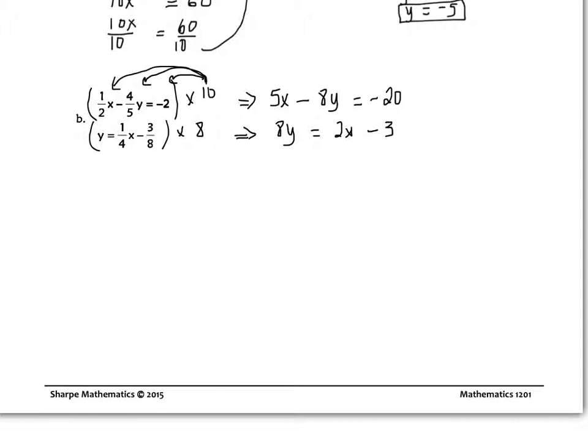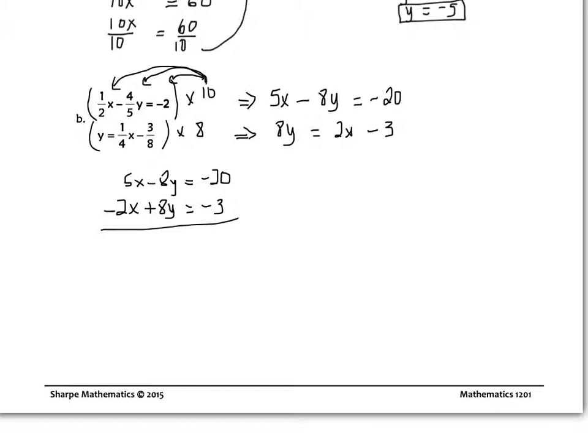So these are your two equations, but they're not written in the same order, so we're going to do that first. So 5x minus 8y equals negative 20, and then if we put the second one in the same order, we're going to have to bring that 2x over the other side, so it becomes a negative 2x, positive 8y, and equals negative 3. And this one works out nice because the coefficients of y are already opposites, so we can just go ahead and skip another multiplication step. All we have to do is just add them.